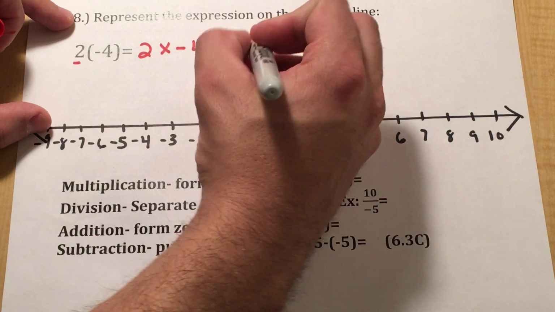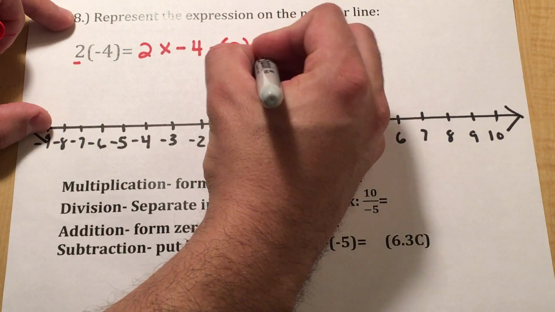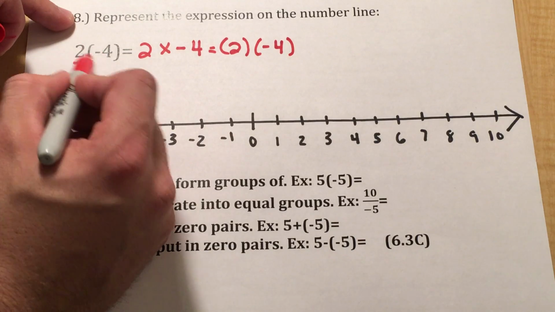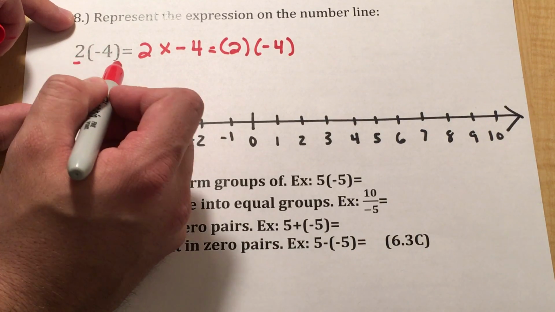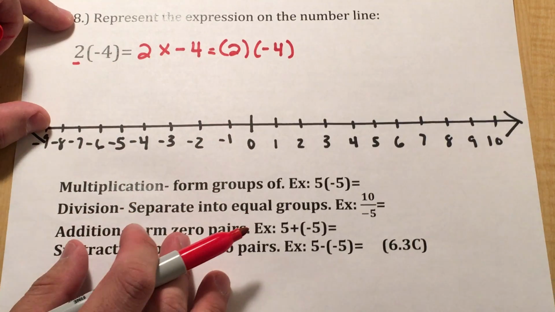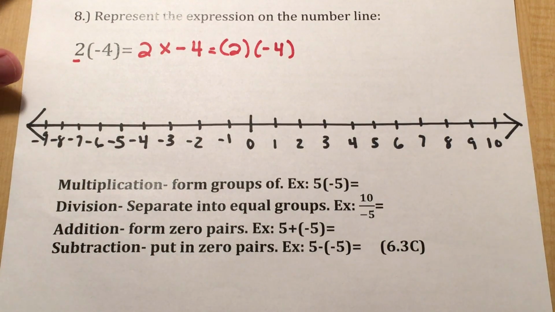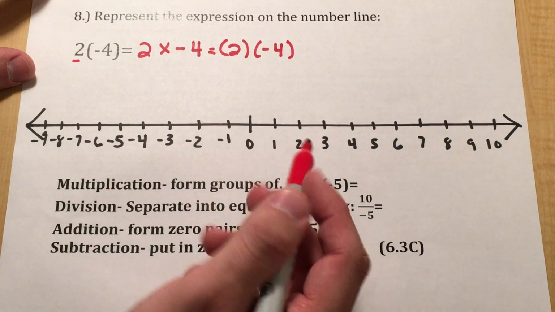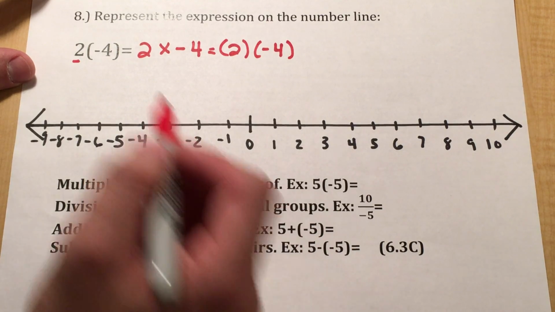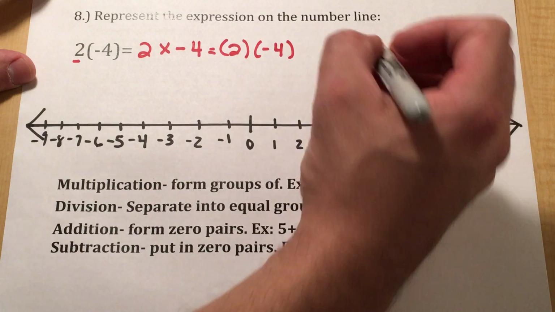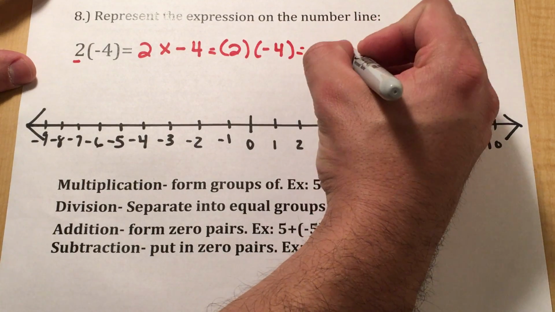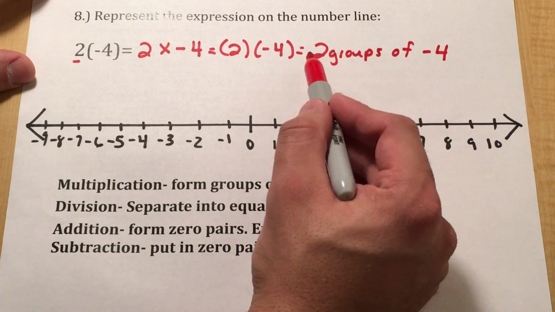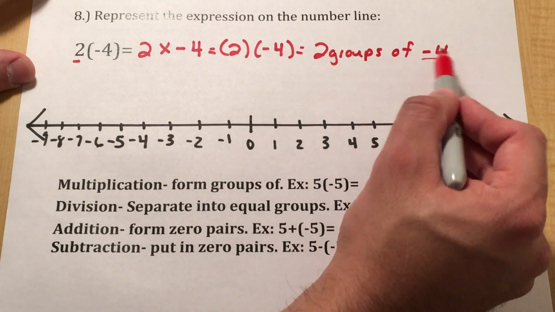Okay, so these two mean the exact same thing. You guys might also see it this way. You might see 2 in parentheses and you might see -4 in parentheses. These mean the exact same thing. Okay, so this 2 next to a -4 in parentheses means 2 times -4. And I just want us to understand that whenever you guys see anything that involves multiplication, we usually have to form groups of. So for example, 2 in parentheses with -4, that would be the same as 2 groups of -4. So that means we're going to have 2 groups, and in each group we're going to have -4.